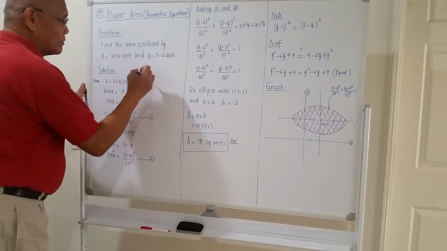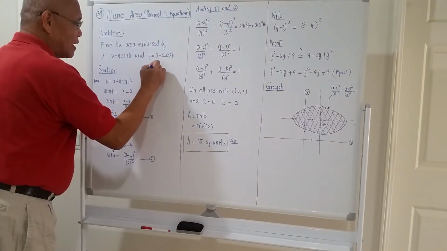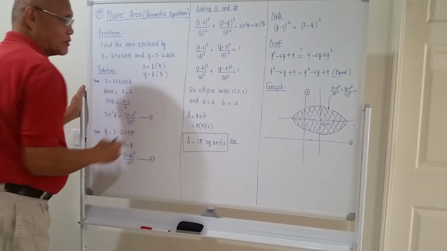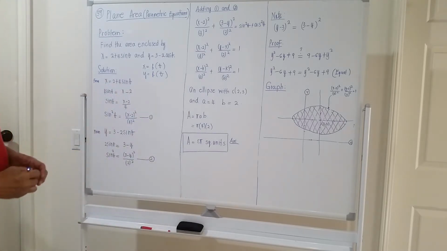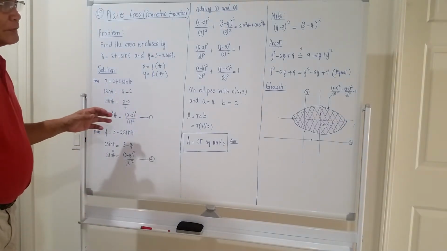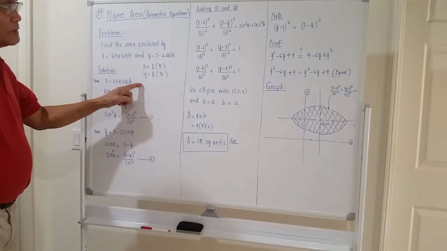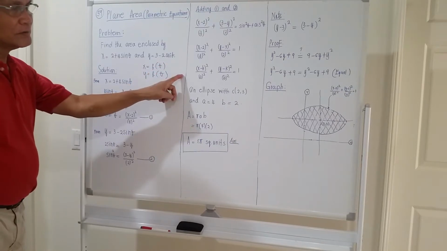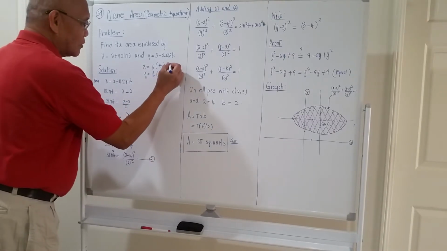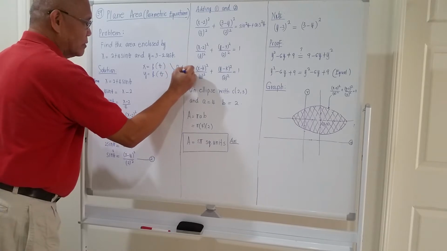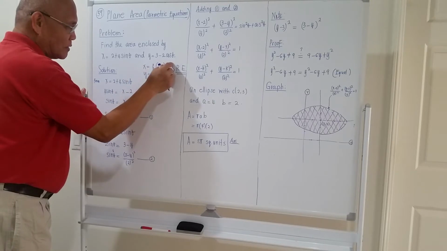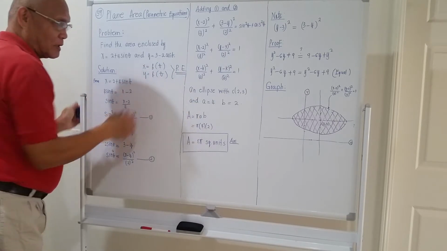Parametric equations is something like this. It will be x as a function of theta and y as a function of theta. Okay? x and y are Cartesian, but the right hand side is in terms of trigonometry. So this is actually referred to as parametric equation. That is, x will be given as a function of theta and y as a function of theta.